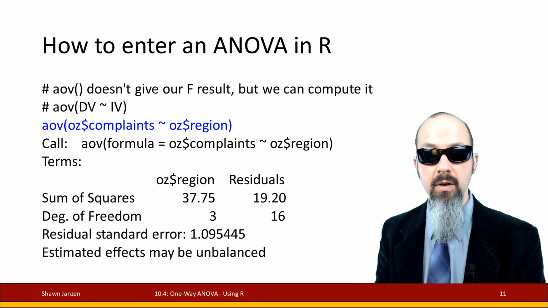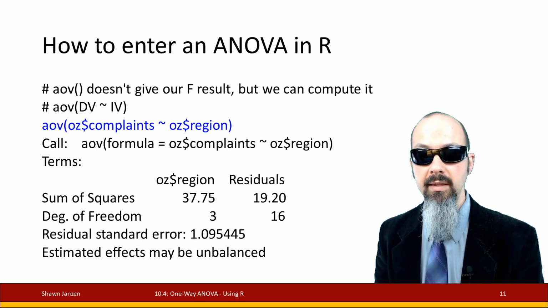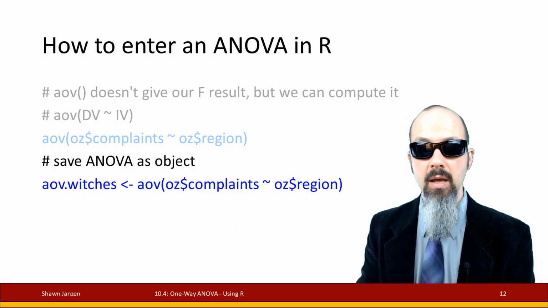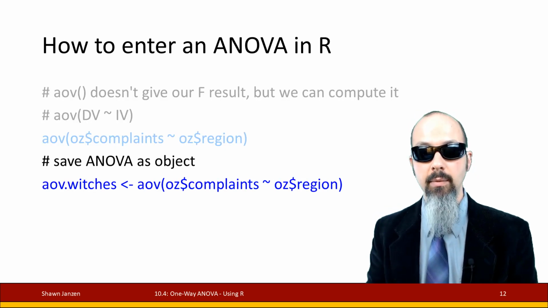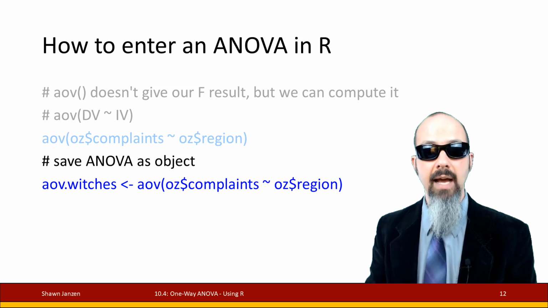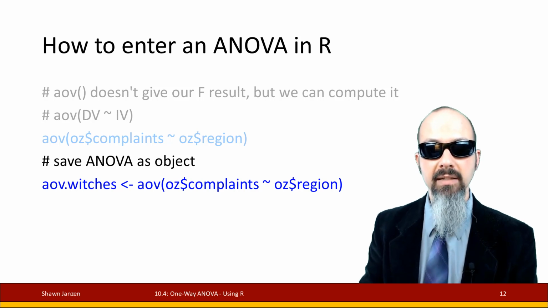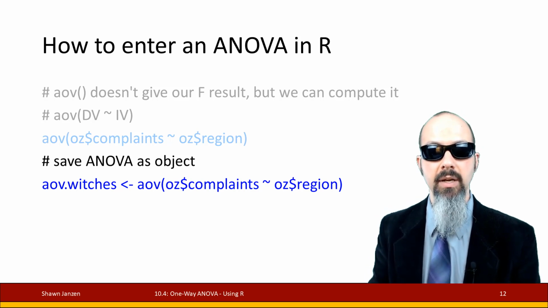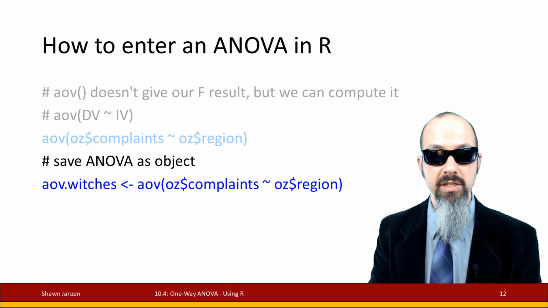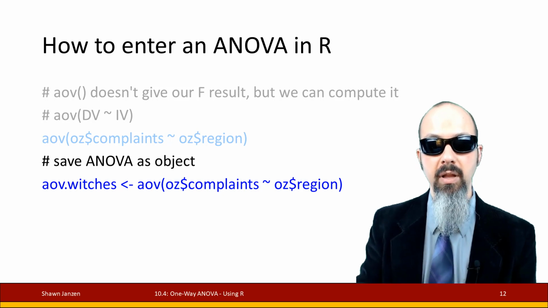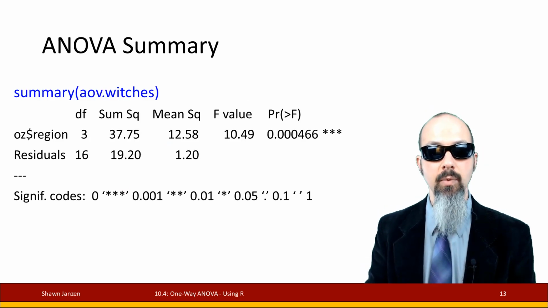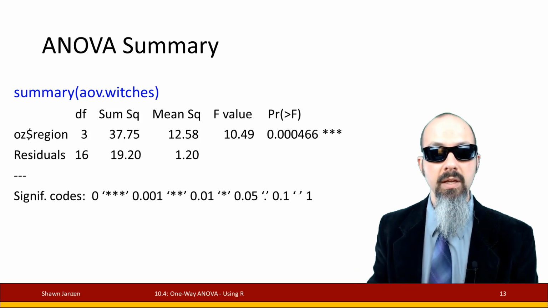So once I have those, I can go ahead and just do a little bit of math later, and I'll figure that out. But for now, I'm going to save my AOV as an object. I'm going to come back to do the F test stuff in a minute, but I'm going to do one of my other assumption checks first here. So I'm going to save my AOV as an object. I'm calling it AOV.whiches.